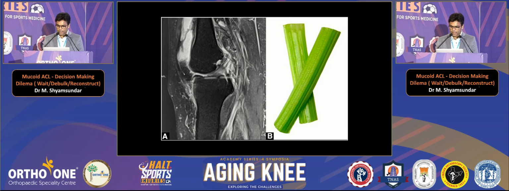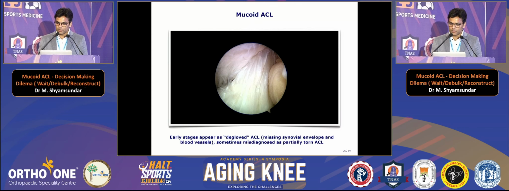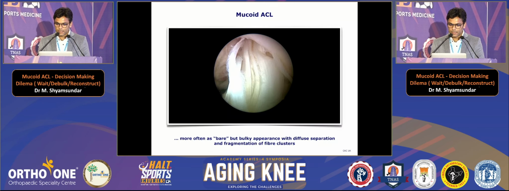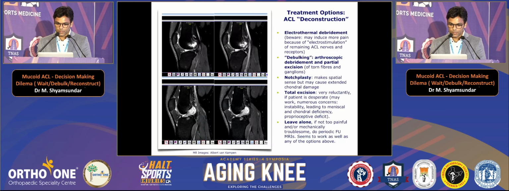This is a classical MRI picture of a celery stalk appearance, and arthroscopically it looks like a degloved ligament. The synovial envelope is missing and the collagen is fragmented. So these are the classical findings that you see in case of mucoid degeneration.